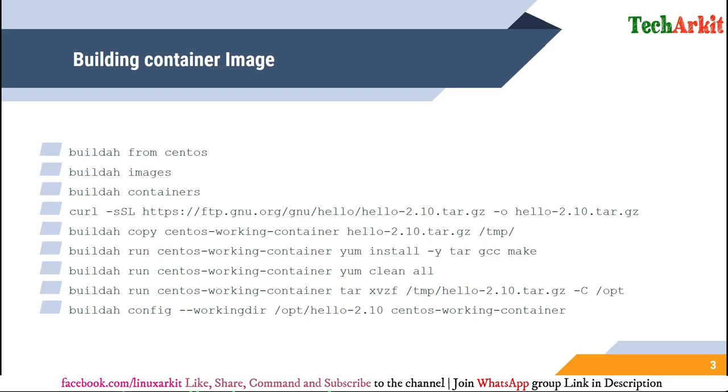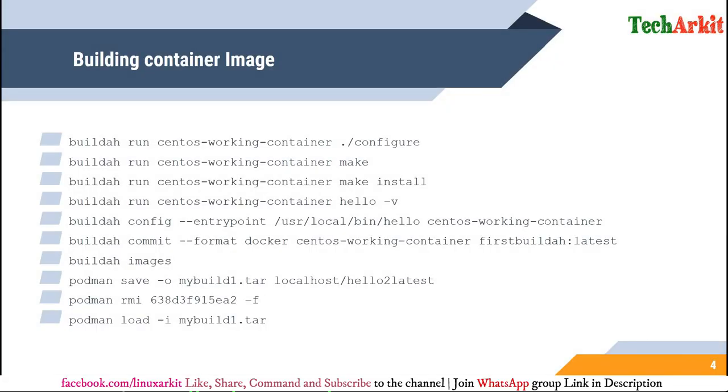Then what I'm going to do is install an application called Hello in that container, and we are going to export that container and save it as a tar file, then delete the existing image and import that tar file again as a container.